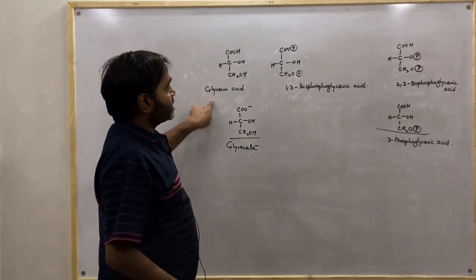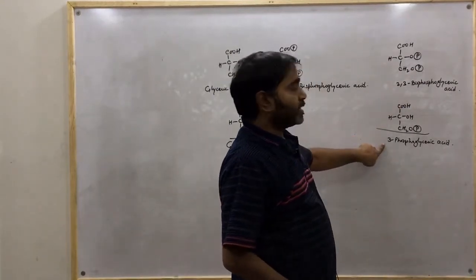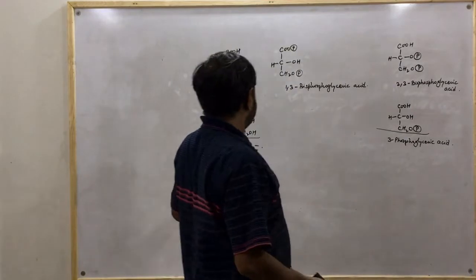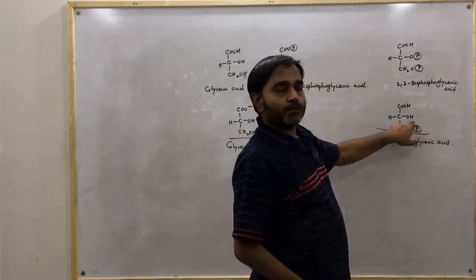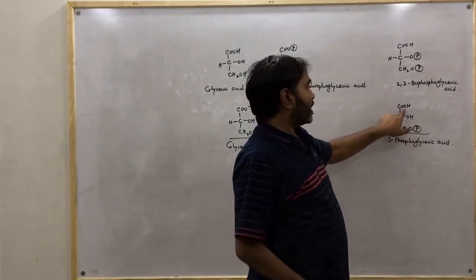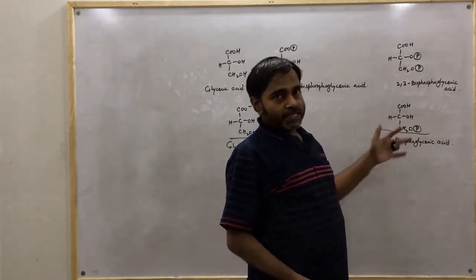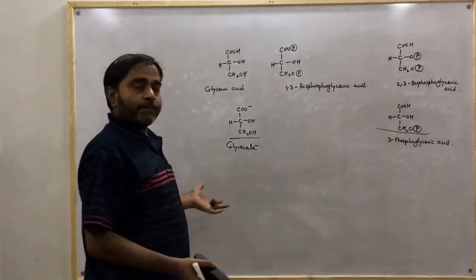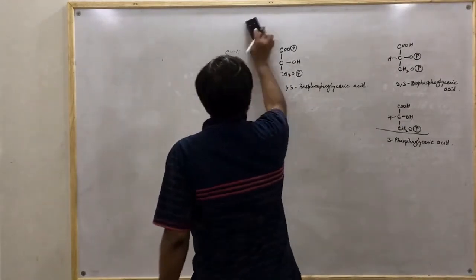Here you have seen glyceric acid, 1,3-bisphosphoglyceric acid, 2,3-bisphosphoglyceric acid, 3-phosphoglyceric acid, and glycerate. And if you want to make 2-phosphoglyceric acid, you need to just put the phosphate here, and the other things, that is CH2OH and COH, will be in their own position. So this will become 2-phosphoglyceric acid. So we can represent the pathway easily by substituting these molecules.